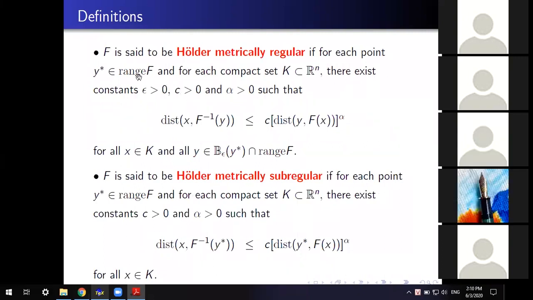The next: F is said to be Hölder metrically regular if for each point y star belonging to here, and for any compact set K, there are constants epsilon, C, and alpha satisfying this inequality. Here this means the distance from s to this set. When we fix y equal to y star, then we get Hölder metric subregularity. We can see that the first condition is stronger than the second condition, by definition.